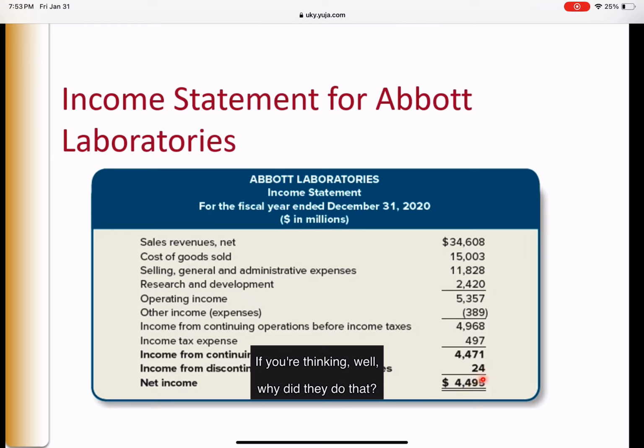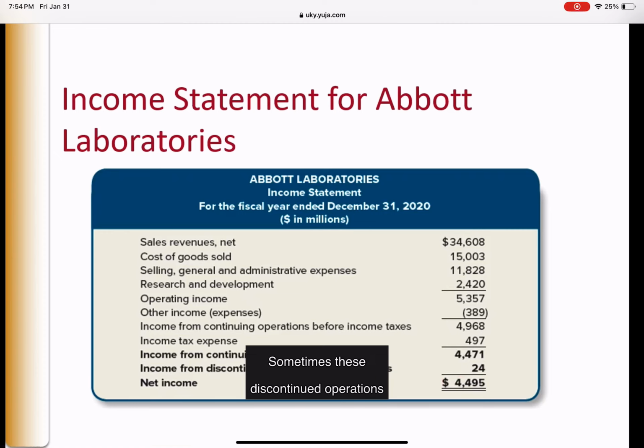And if you're thinking, well, why did they do that? Because think about this: discontinued operations. Is that going to continue again in the future? And the answer outright is, of course not. You're not going to have discontinued operations each and every year like these other items up above. So that's why they list it out as a separate line item, because when you're predicting earnings into the future, you don't want to use $4,495,000. You want to use $4,471,000.